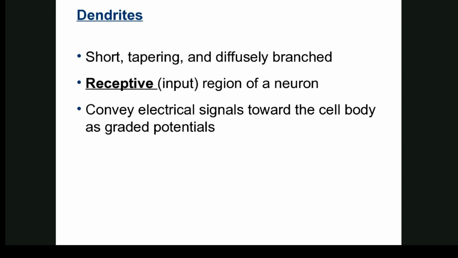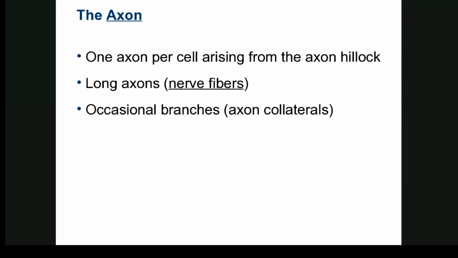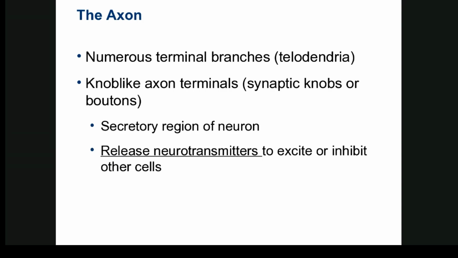Dendrites are your receivers. They tend to be shorter. They convey signals towards the cell body. The axon may be short if it's close to another nerve cell it's trying to communicate with, like in your brain, or they may be very long. You could have one axon that goes from your spinal cord to your big toe, very long. They may branch off. We call these axon collaterals.